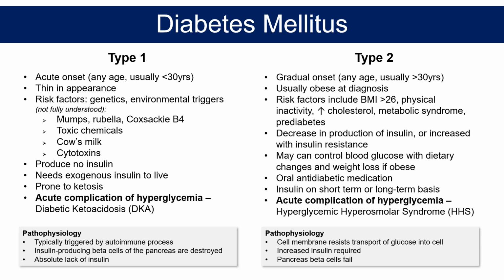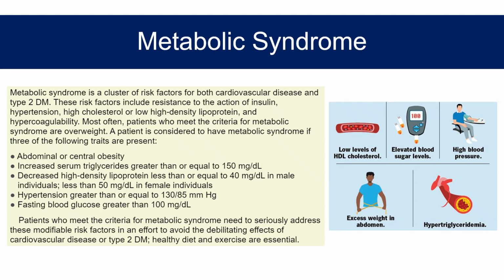Now that doesn't make them a type 1, it just means that they are now insulin dependent because of their situation. Now those patients are prone to DKA because again, DKA happens really fast when you don't have any insulin at all. Okay, so that is the difference. Make sure you understand the difference between type 1 and type 2. One thing to also note is metabolic syndrome. So when you have this group of risk factors, it puts a patient at risk for diabetes or cardiovascular disease.